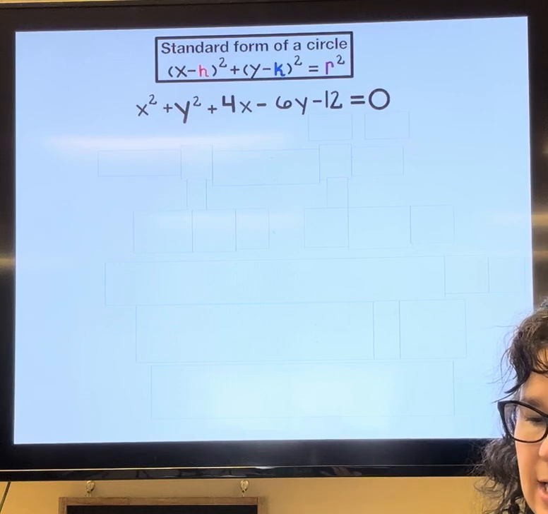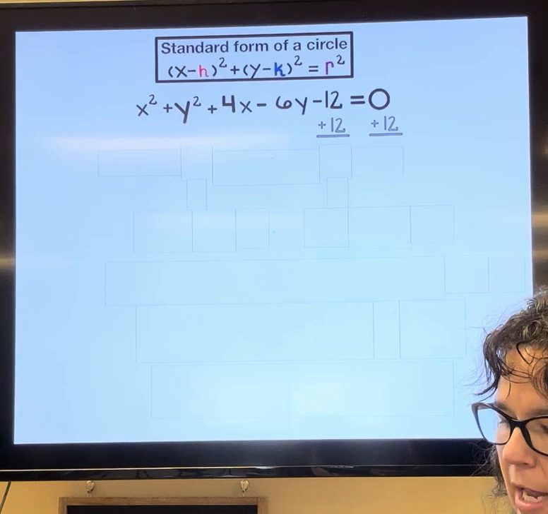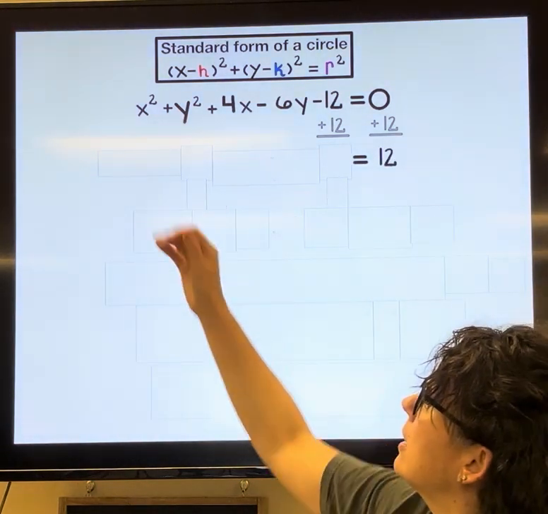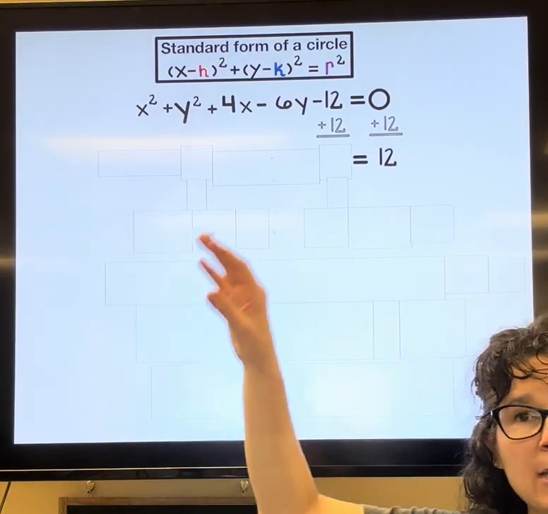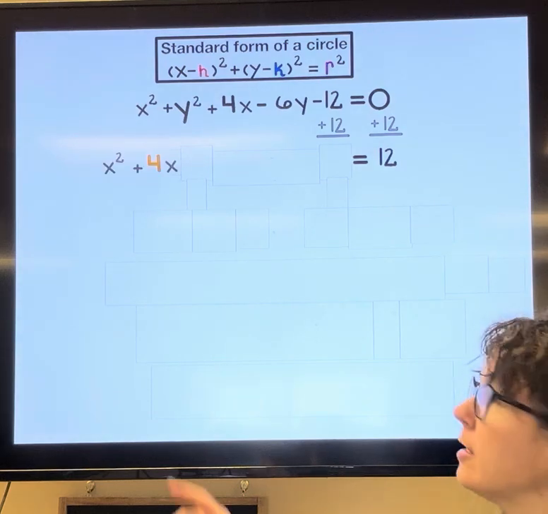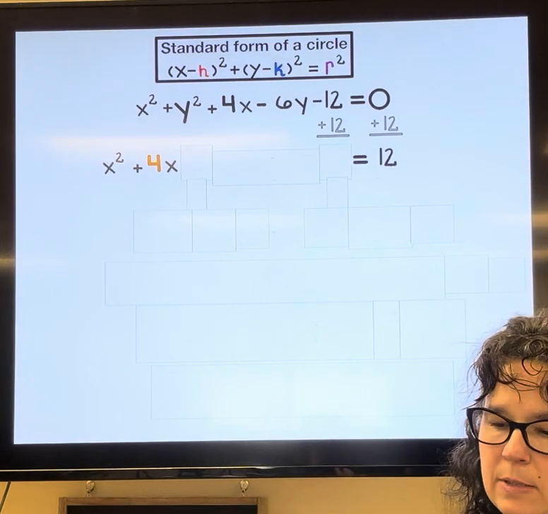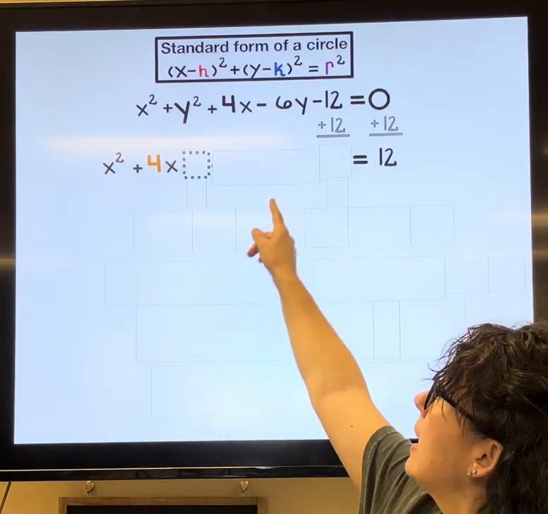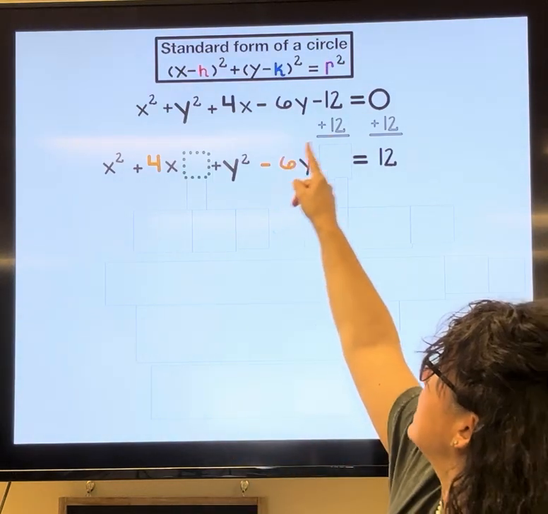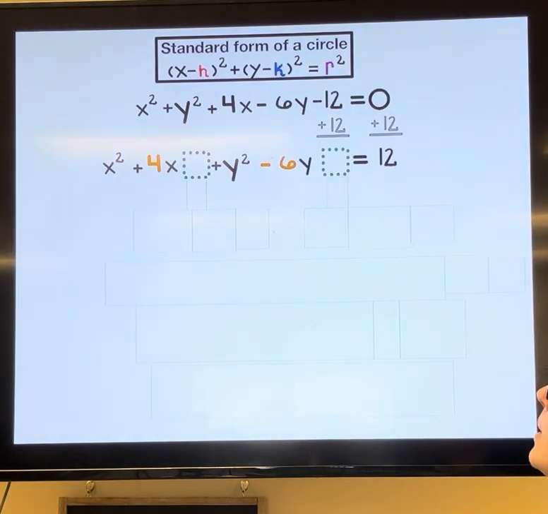So I'm going to take this minus 12 and add 12 to both sides, and I now have that this equals 12. On the left-hand side, I want to order things, put the x's first and then the y's next. So I'm going to have x squared plus 4x, and I'm going to leave a little bit of space on purpose, and then the y's next. So I have y squared minus 6y, and then again, I'm leaving a little bit of space on purpose.